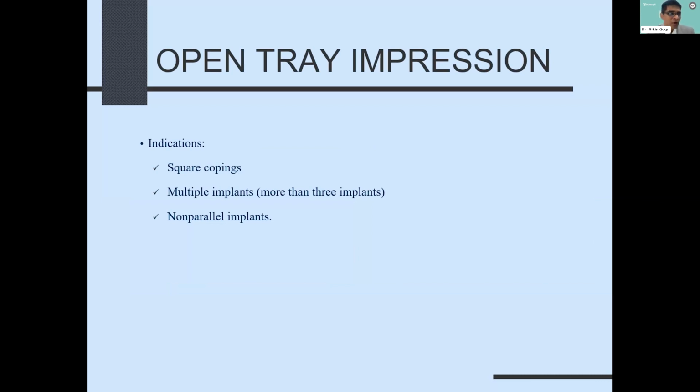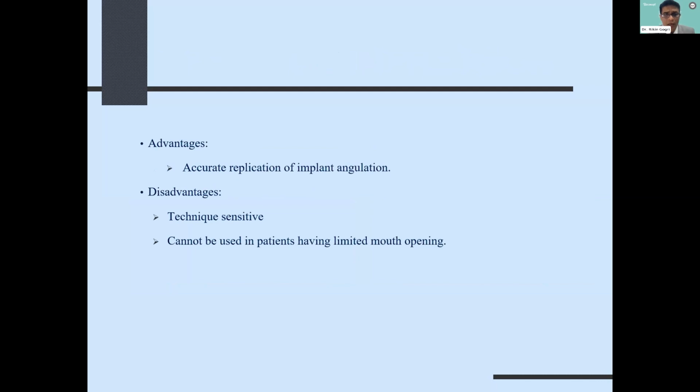Against this, we have the open tray impression. They are square copings, very advantageous when you have multiple implants and non-parallel implants. They are longer, but they also help in accurate replication of the implant angulation. The disadvantage is they are technique sensitive. Why we say that is because there is a way to go about it.